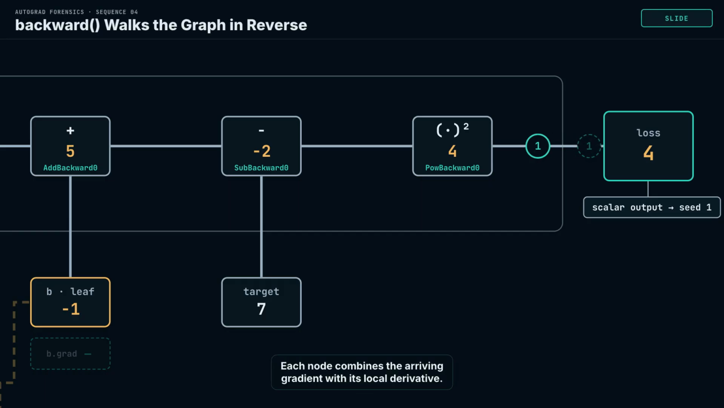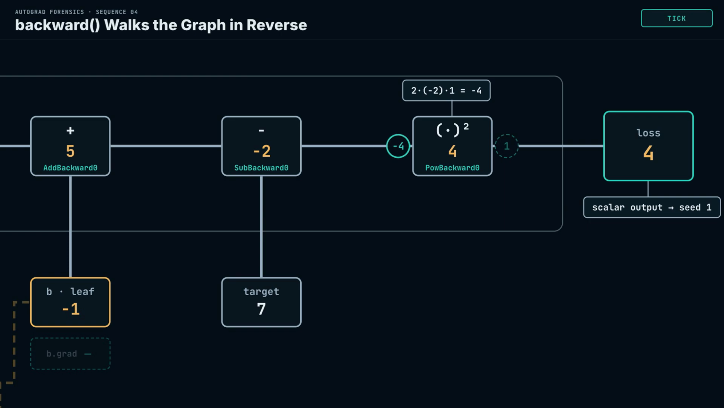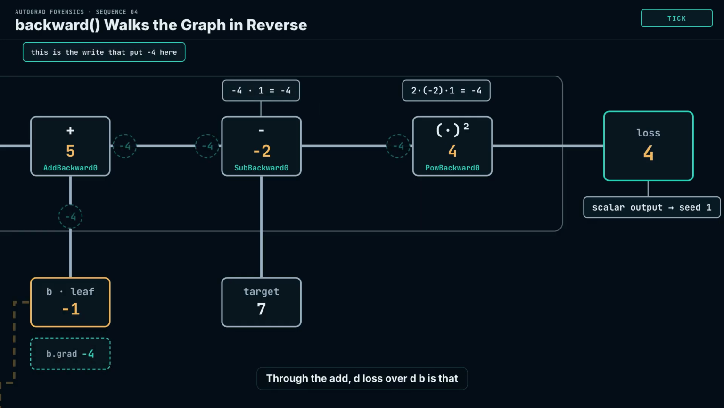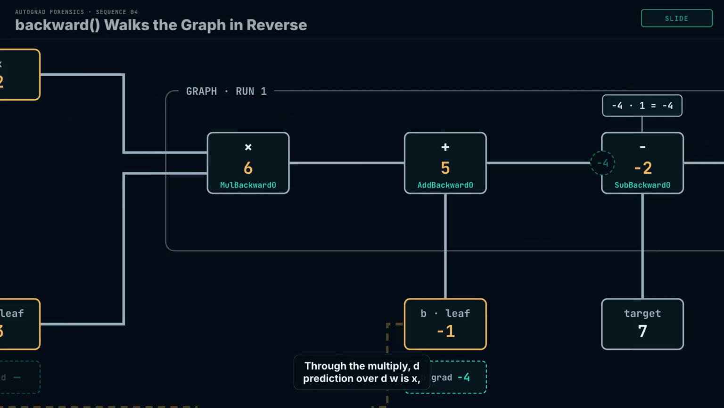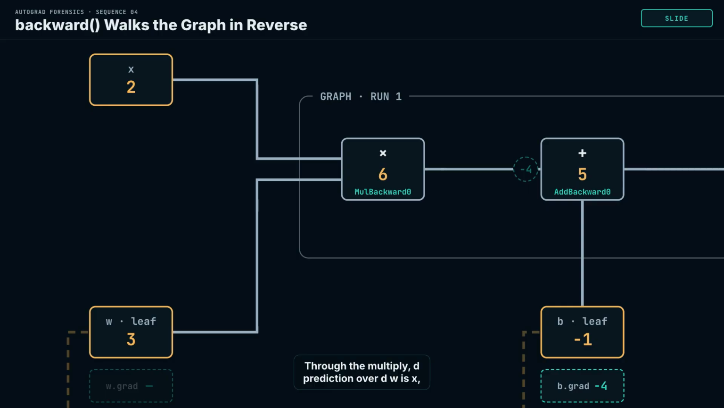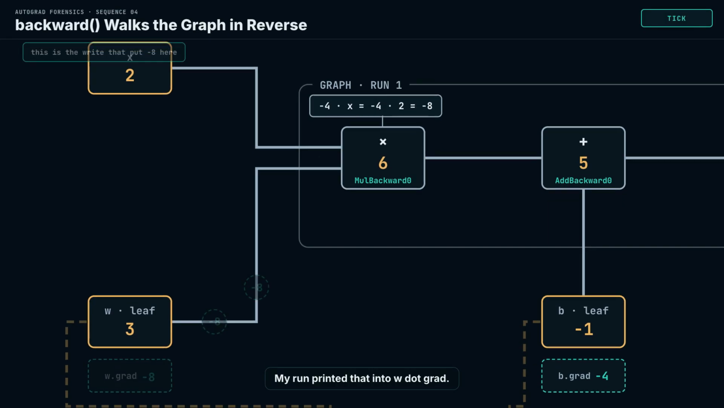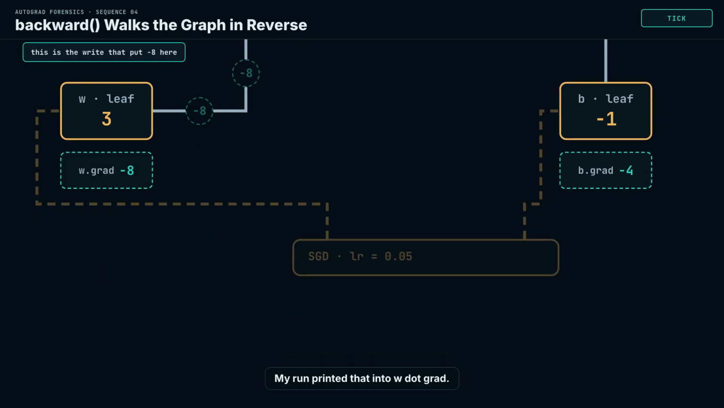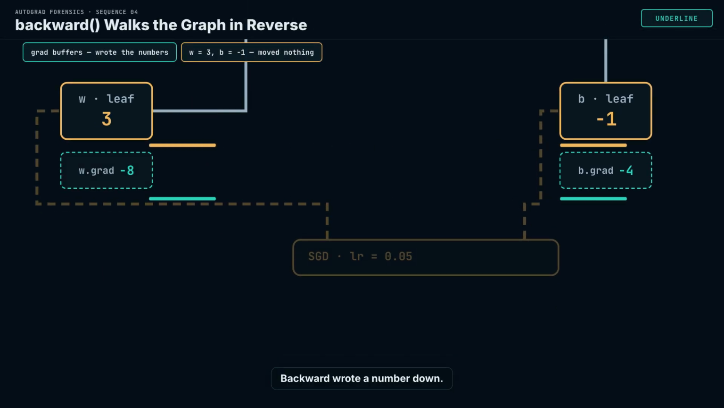Each node combines the arriving gradient with its local derivative. The derivative of the square is 2 times the quantity, prediction minus target. So 2 times -2 is -4. Through the add, d loss over db is the same -4. Through the multiply, d prediction over dw is x, or 2, so -4 times 2 is -8. My run printed that into w.grad. Backward wrote a number down.